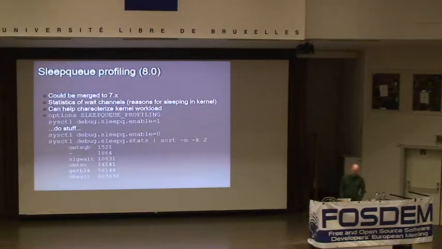FreeBSD 8 has a debugging tool called sleep queue profiling, which shows you the aggregate of these wait channels that I mentioned a few times earlier. So it can show you how many times the process blocked in any given wait state. For example, this was a typical output here, and it may show you that it's spending more time waiting on certain resources than you thought it should.